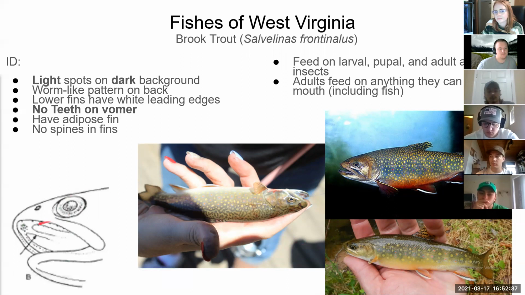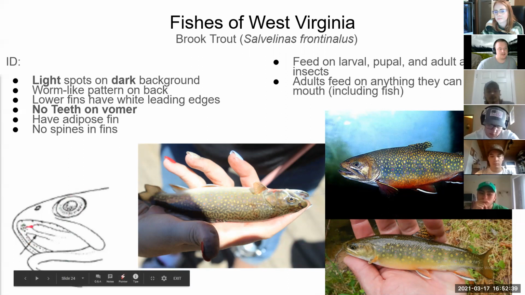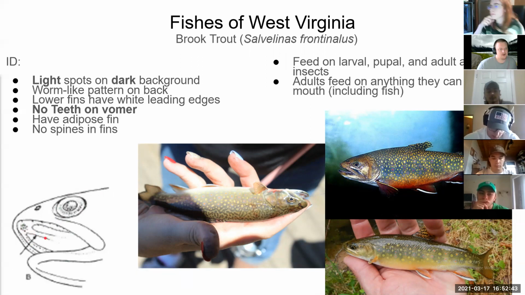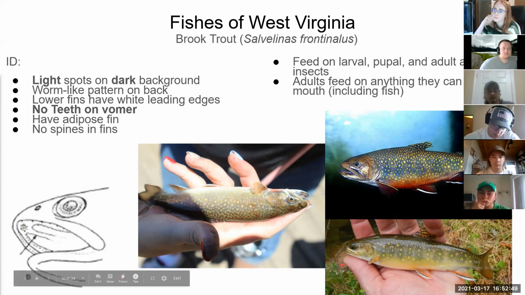And then, so this would be your palatine arch, and this would be the vomer. You'll notice that there's no teeth on the vomer. So that'll also help you distinguish it from the rainbow trout. And again, because it is from the family Salmonidae, it has an adipose fin and no spines in the fins.